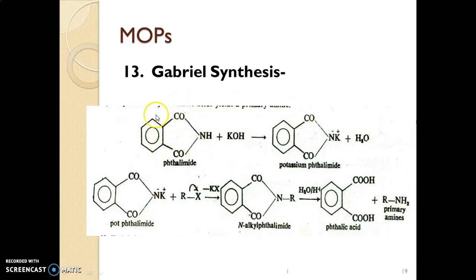So let's revise once again. This is the structure of phthalimide. When treated with potassium hydroxide it produces potassium phthalimide, which on further treatment with the alkyl halide, with removal of KX, gives N-alkyl phthalimide, which on further hydrolysis produces the phthalic acid plus primary amine. Okay, so these are 13 methods of preparation of aliphatic amine. We have seen all the methods of preparation of the aliphatic amine.